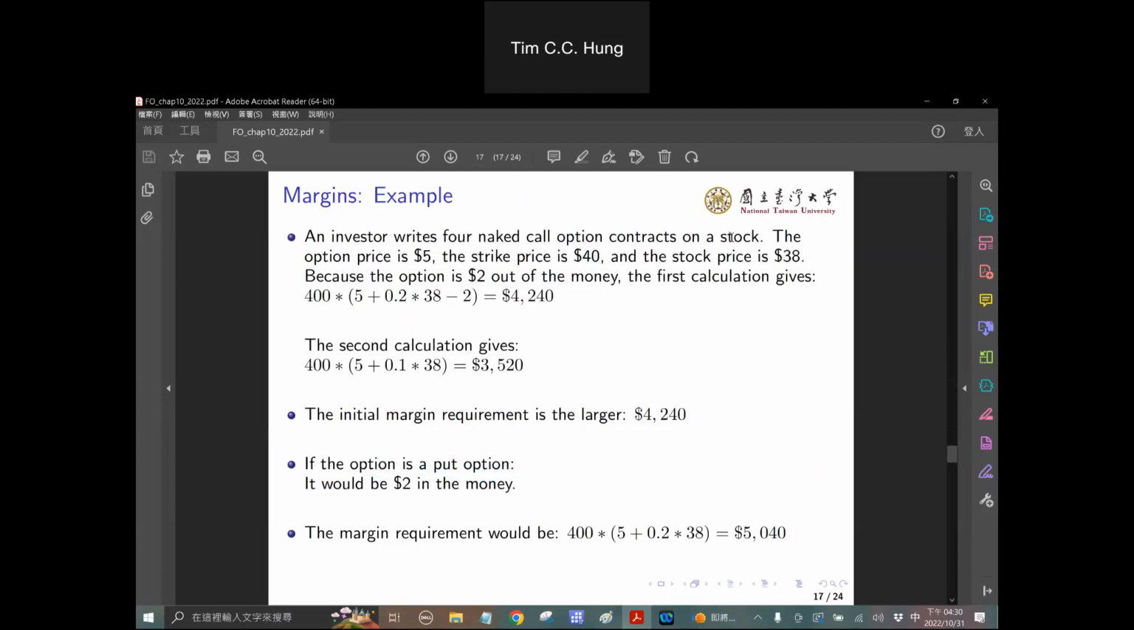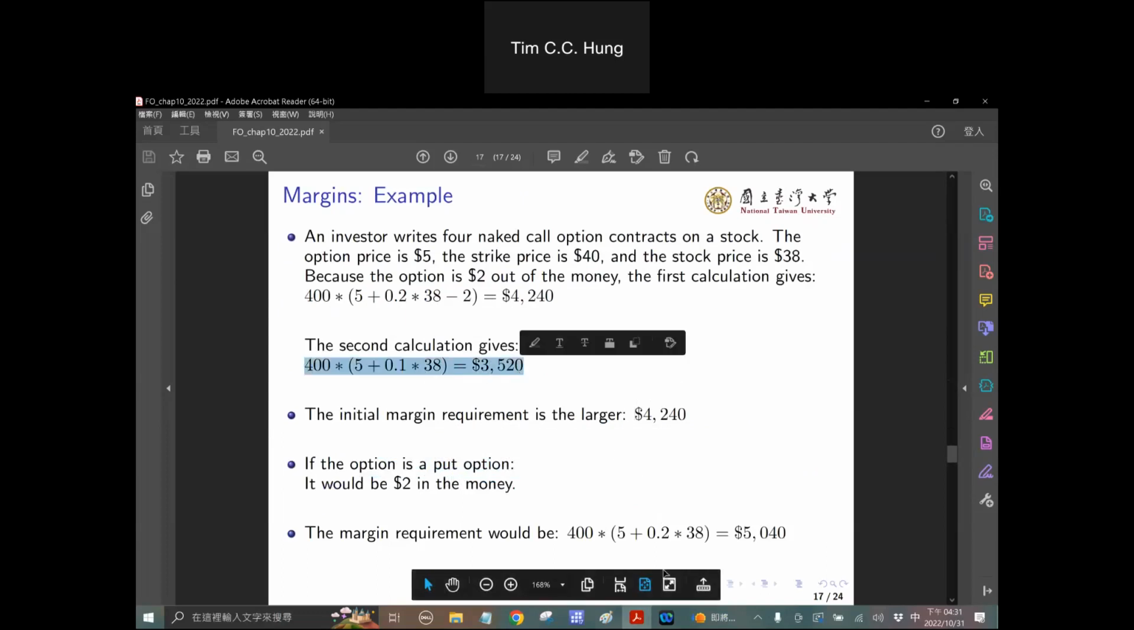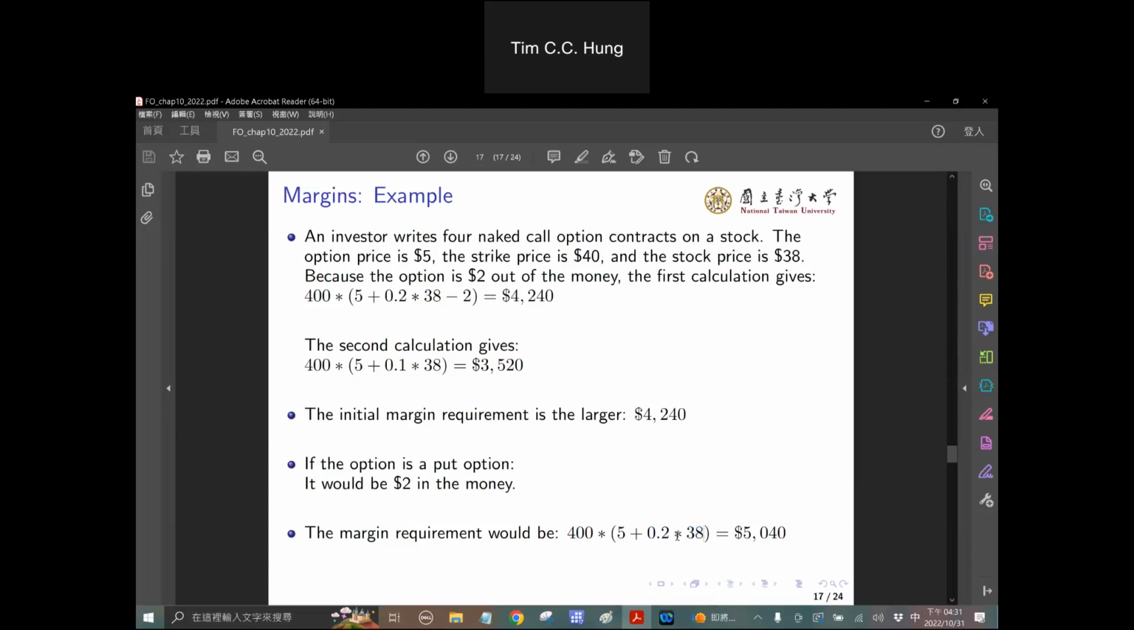Suppose that now we have exactly the same sets of numbers, but now it's a put option. Then what is the calculation? The second calculation will be exactly the same, but for the first calculation, since it's a put option, it's no longer out of the money, so it's just 400 multiplied by 5 plus 0.2 multiplied by 38. There's nothing to deduct because the put option is actually at the money right now. And this will come with an even larger number.